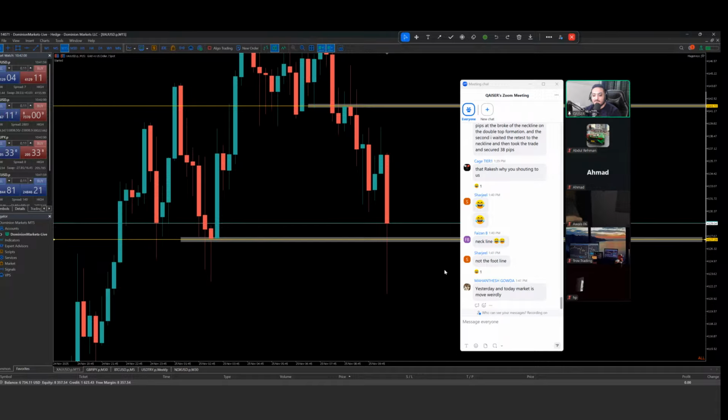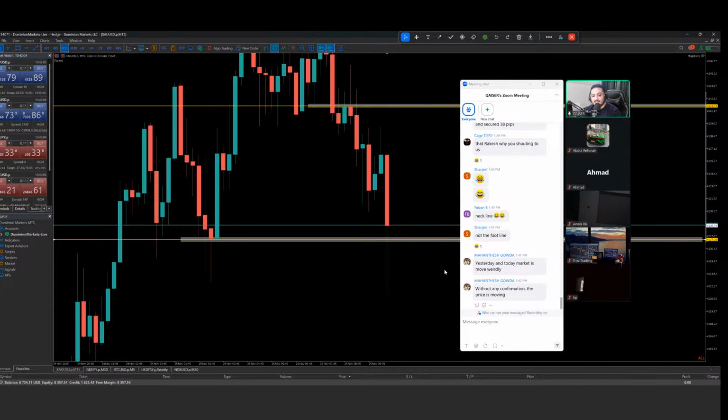Yesterday and today the market is moving weirdly. Yeah, exactly. I can feel that. I can see that. It's not moving in a smooth way. Creating support, breaking above the support, breaking below the support, creating resistance, breaking above the resistance. But not a proper structure forming.